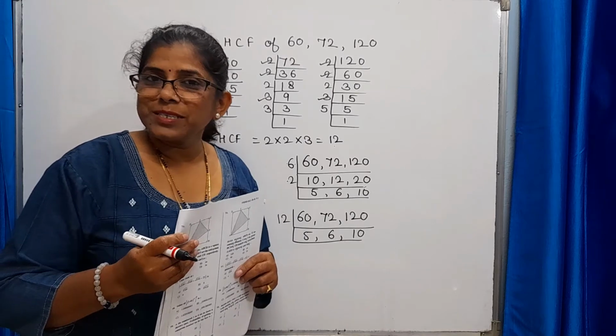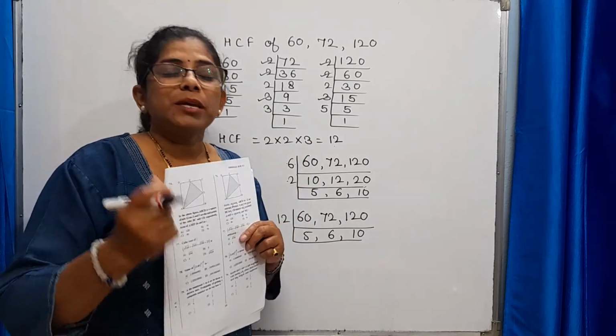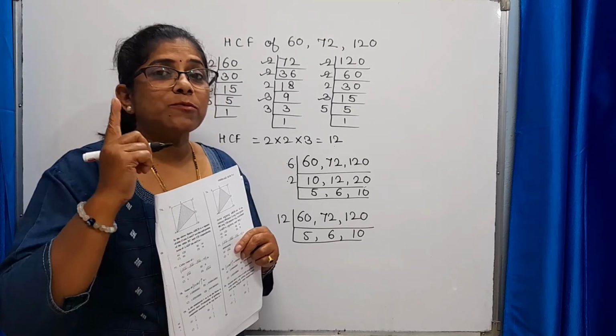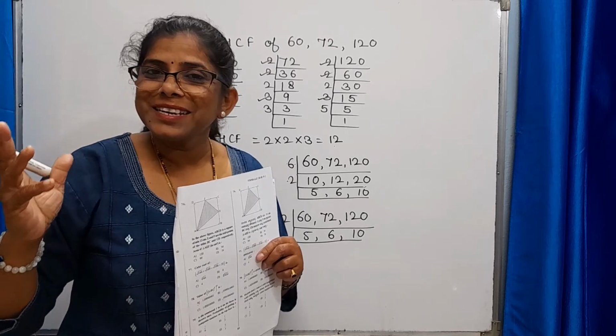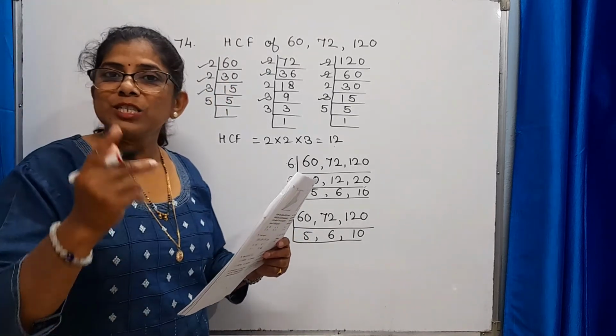So your scholarship exam expects shortcut methods like this, the methods which consume the least time. Yes, because we have to solve 90 questions in 90 minutes. Let's move to the next question.